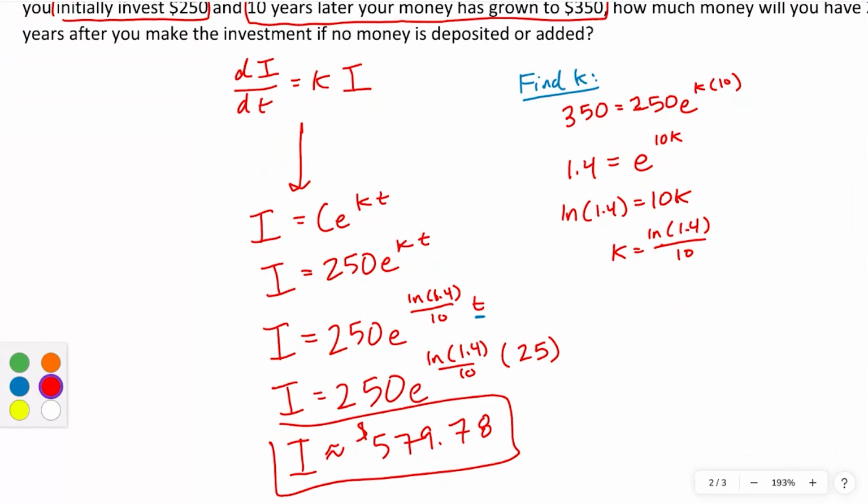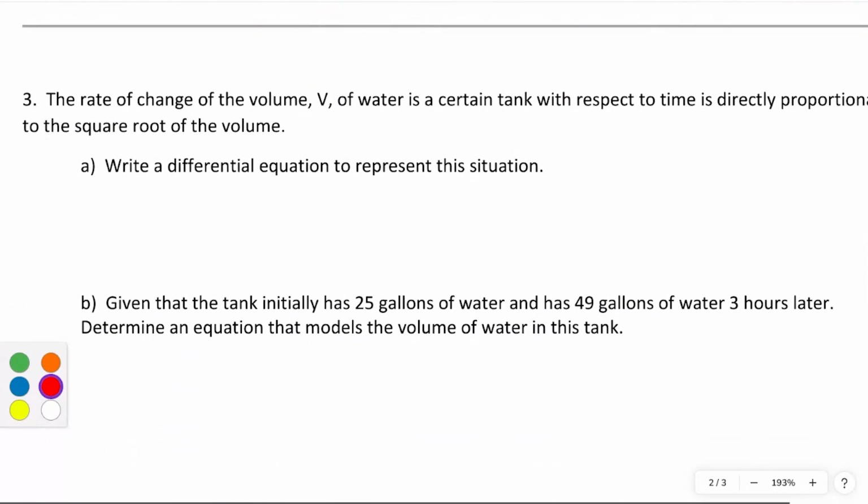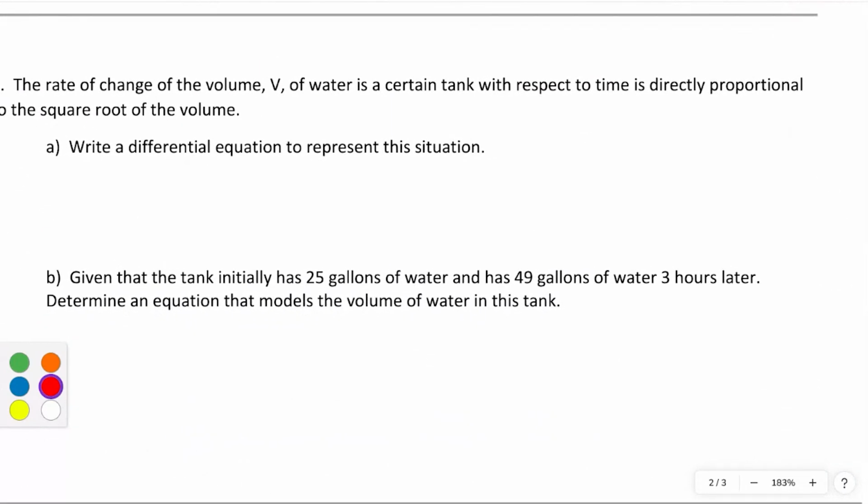All right, you guys ready for another one? All right, let's move on to number 3. And these are just coming from old AP problems.